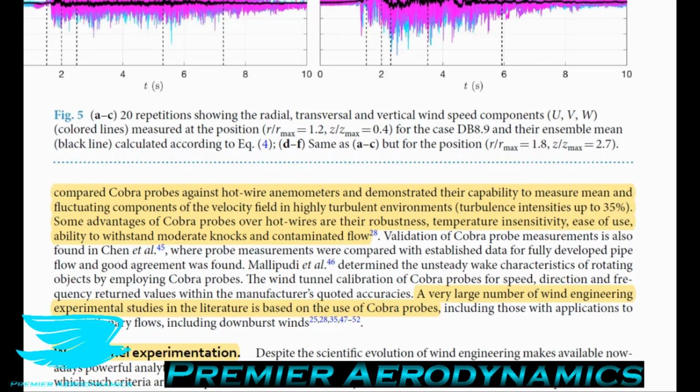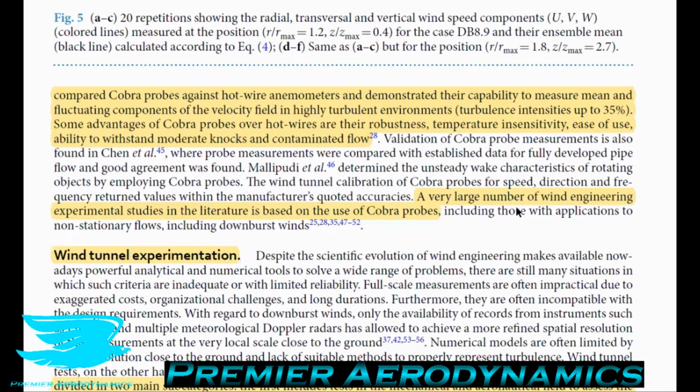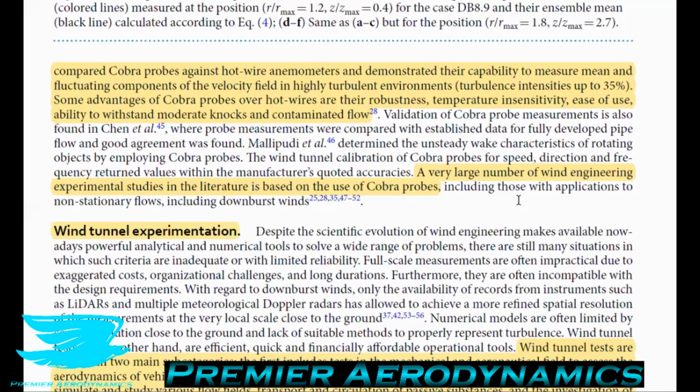However, some disadvantages of Cobra probes, and probes in general, compared to hot wires is that they are much bigger. You can't usually put them in the boundary layers because their spatial resolution is so much worse. Hot wires are much smaller, so you can get them into the boundary layer and measure different turbulent patterns there, compared to Cobra probes, sorry. A very large number of wind tunnel engineering experiments in the literature have used Cobra probes, which is fine. Cobra probes are quite nice. However, there are other instruments you can use, such as hot wires, if you know what you're doing.